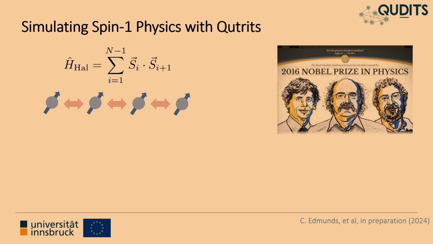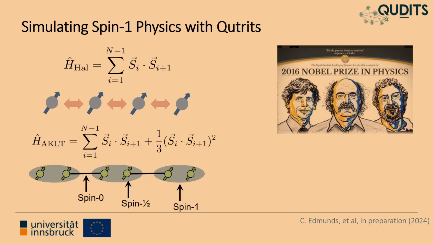But we're not going to do the Haldane directly. We're looking at what's called the AKLT model. That's kind of a slight perturbation of the Haldane Hamiltonian. You see this here with some quadratic disturbance. But it's in the same phase, and so it shares all the same properties.